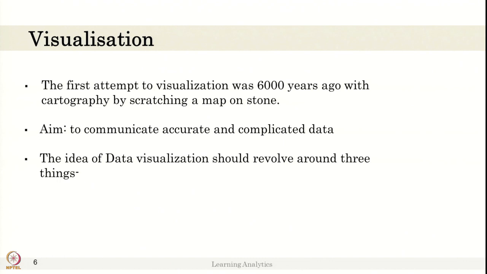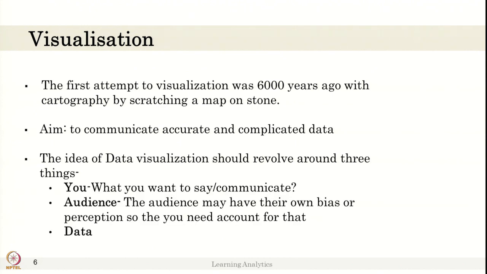The idea of data visualization should revolve around three things. When you want to represent data in graph formats, what are the three important things you have to consider? The first is what you want to communicate. That is basically your research question, what you want to highlight in this particular topic. The next is the audience. The audience may have their own bias or perception, so you have to consider that the data should remove the audience bias. They should have all the values included, and you have to represent all the information in the graph itself. And most importantly, the data. The data visualization will change depending on the data.